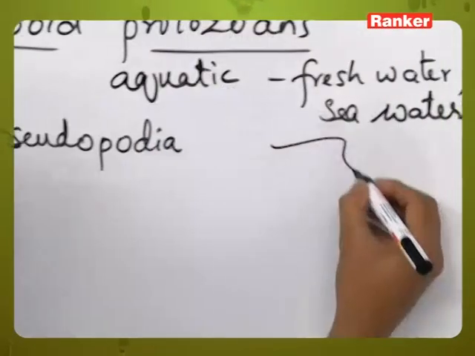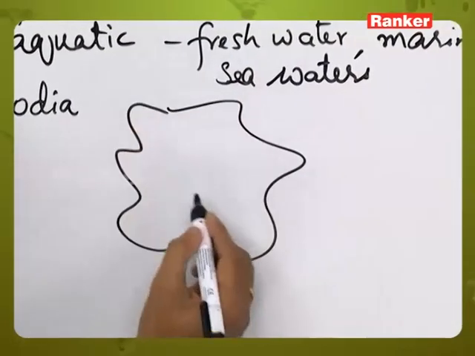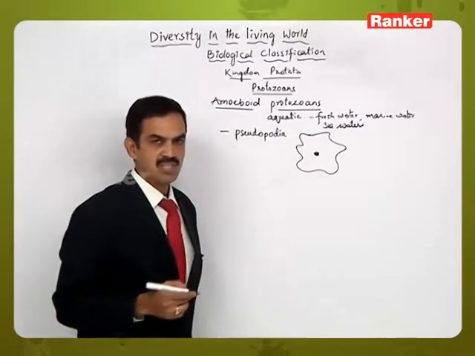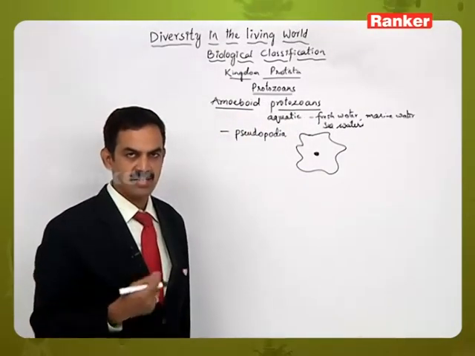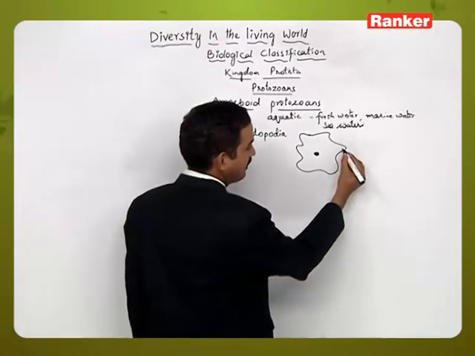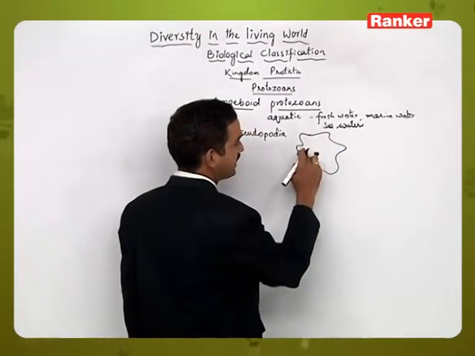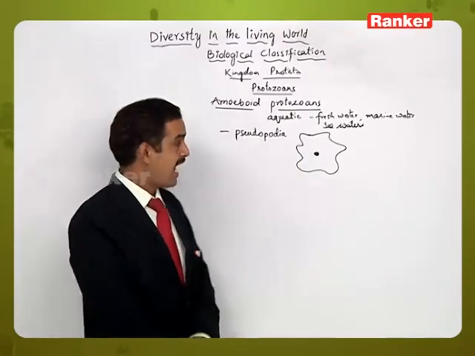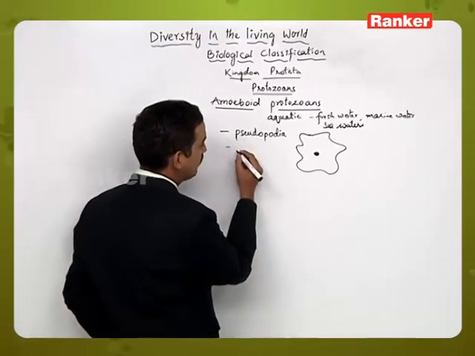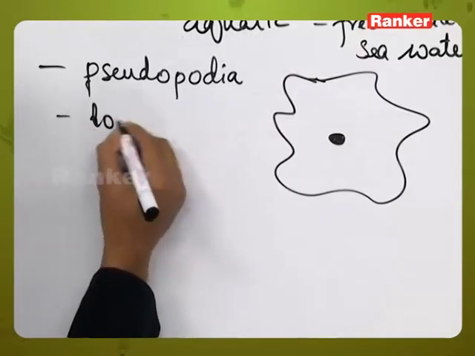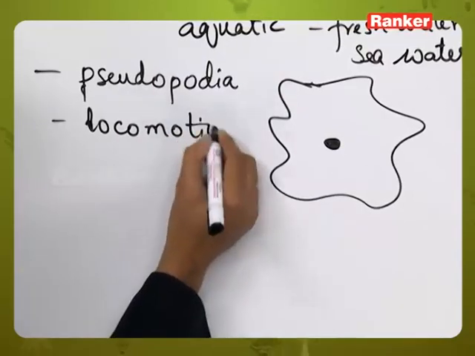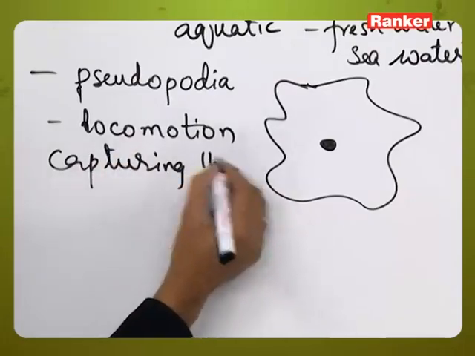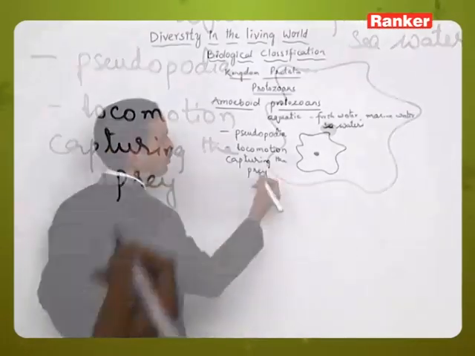If you take the structure of amoeba, the nucleus is present along with an irregular structure. That means it does not have any special or restricted shape. Here the cytoplasmic protrusions can be seen. These cytoplasmic protrusions are called pseudopodia, and they are useful for locomotion and also for capturing prey or food materials near the body.